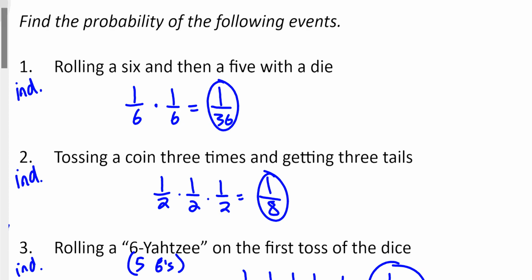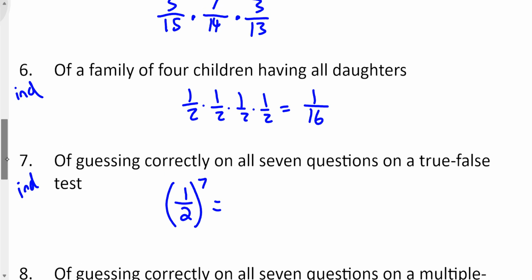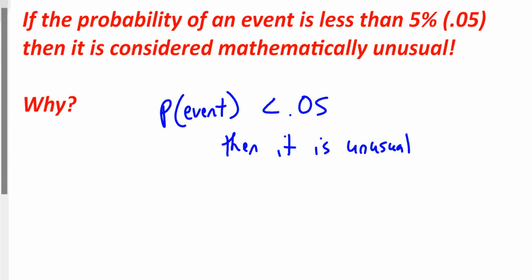I want to go back to that one. So I have 4 boys. Is it rare to have 4 boys? 1 in 16 chance. You know what 1 over 16 is? It's 0.0625. So it might seem rare, but based on our 5% rule, it's not quite considered rare. You'd have to have 1 more in a row. So that's the idea of things that are rare.